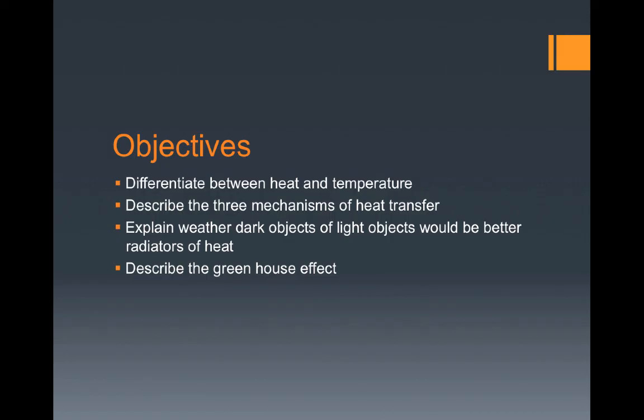Just want to go back and retouch on our objectives. Today we've differentiated between heat and temperature. We've described the three mechanisms of heat transfer. Through this lesson, you should be able to explain whether dark objects or light objects are going to be better radiators, emitters, and absorbers of heat. And we should be able to describe how solar radiation and the greenhouse effect happens.